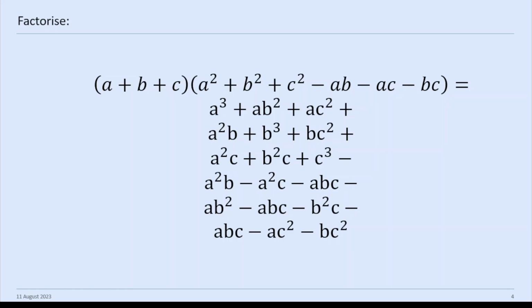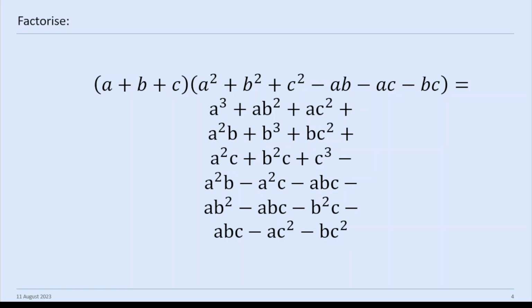So if you multiply a plus b plus c by a squared plus b squared plus c squared minus ab minus ac minus bc, you get the terms below. There are 18 of them, right? Because there's 3 terms in the first bracket and 6 in the second, so there's 18 terms below.